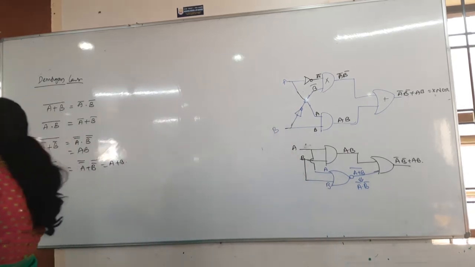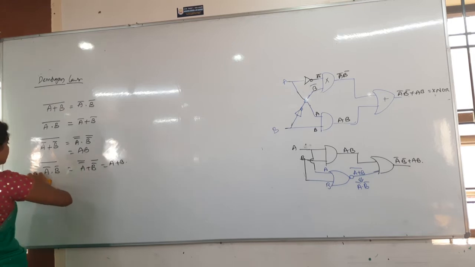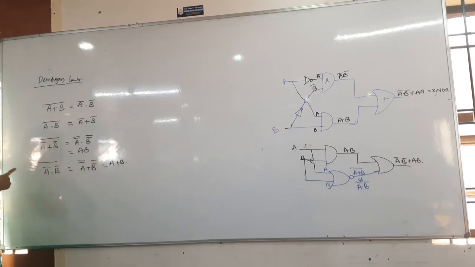That is about the exclusive OR and exclusive NOR gates, Boolean expressions. Finish this one. De Morgan's laws. Some of the Boolean laws are still there, we will discuss that also. Boolean expressions in De Morgan's laws.